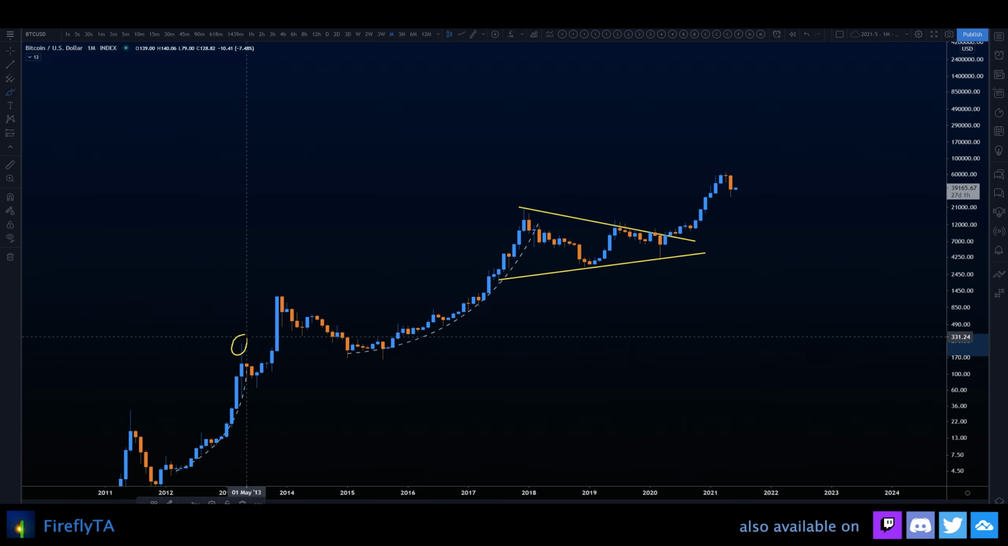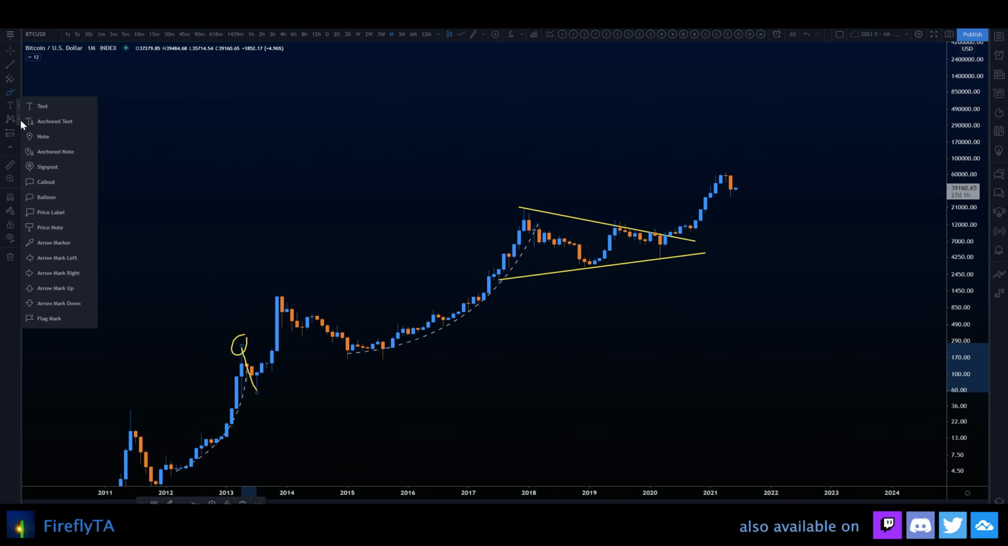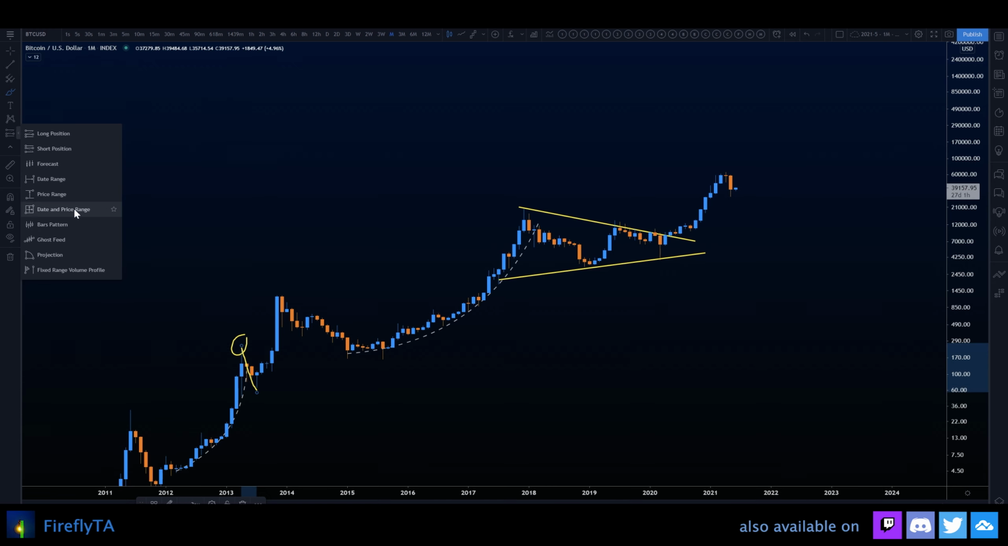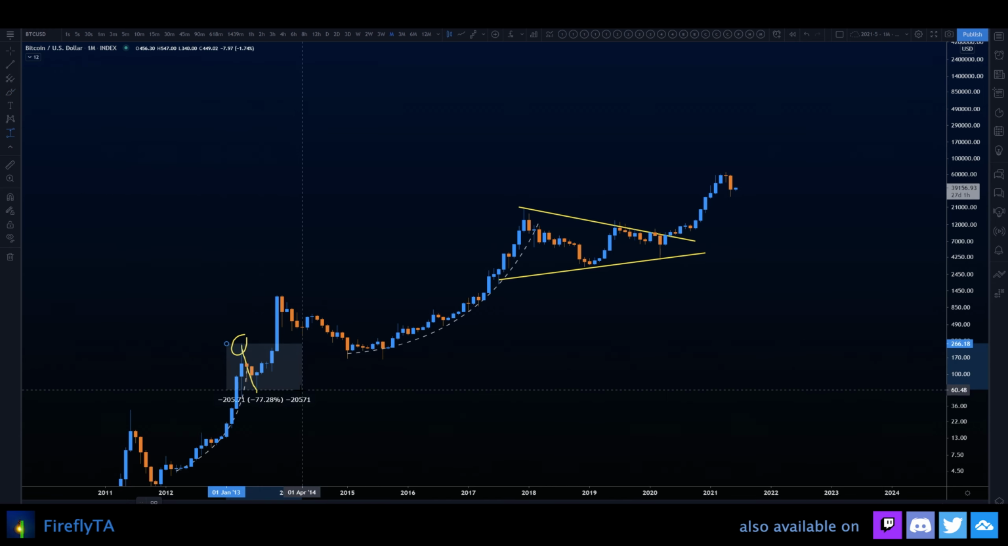over here, blow-off top. We fell into a mini bear market over here, because when you look at the price range, it's minus 78%. It's a huge correction, absolutely huge. But it took 1, 2, 3, 4, 5, 6 months to recover, half a year to recover. And we saw this.